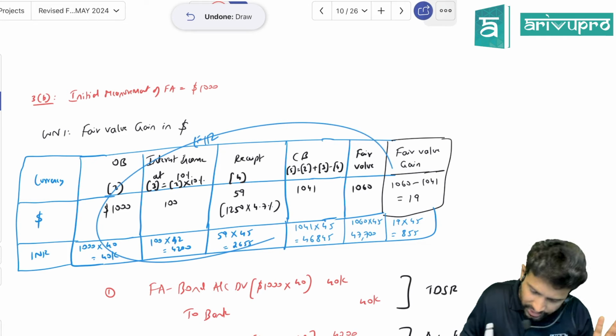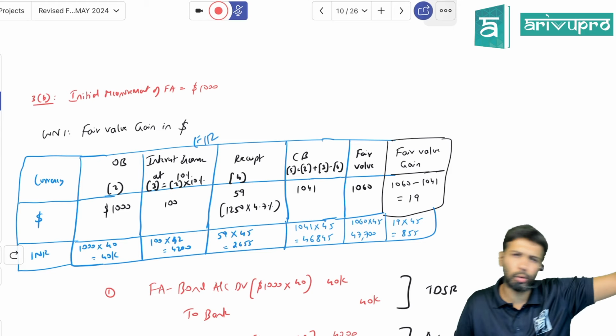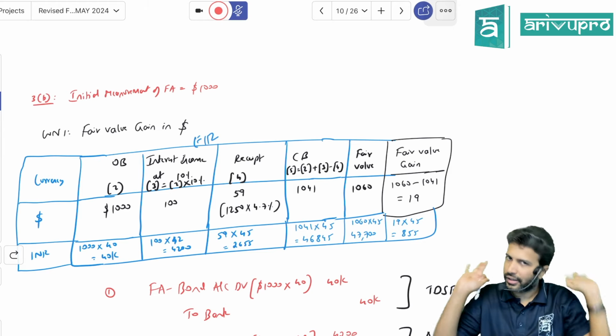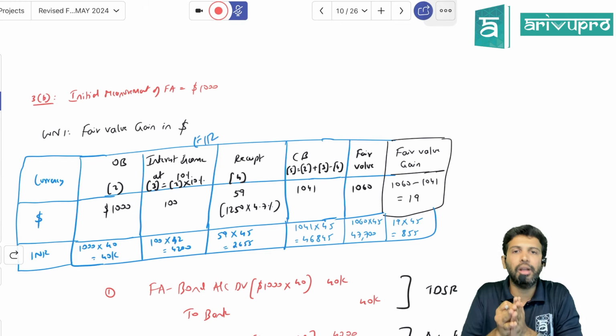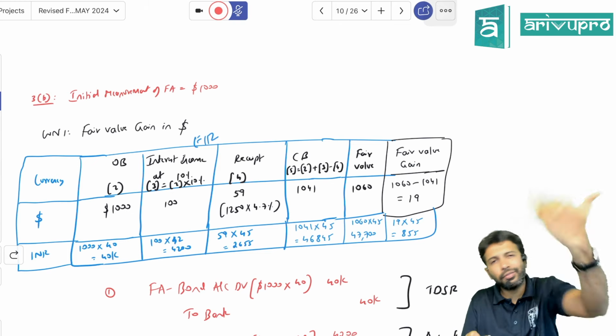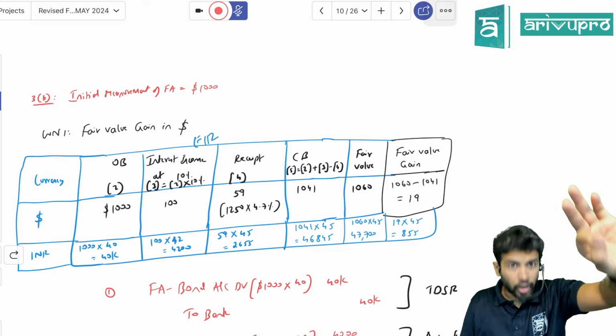Put up the ACM table exactly in foreign currency, whichever foreign currency they have given, whether it is dollars, pounds, sterling, yen, doesn't matter. You calculate the ACM table in that foreign currency itself. After that, you convert it into Indian rupees. First calculation is always done on foreign currency only.